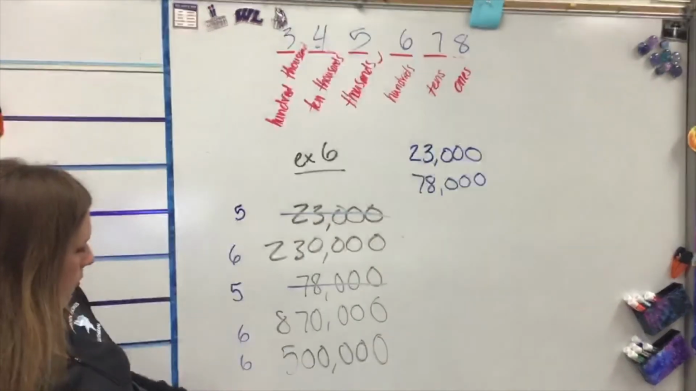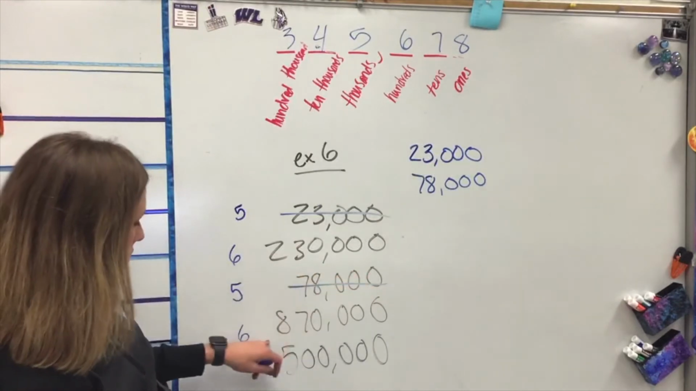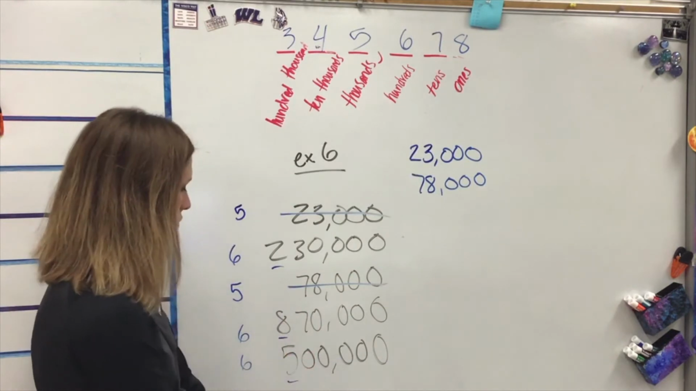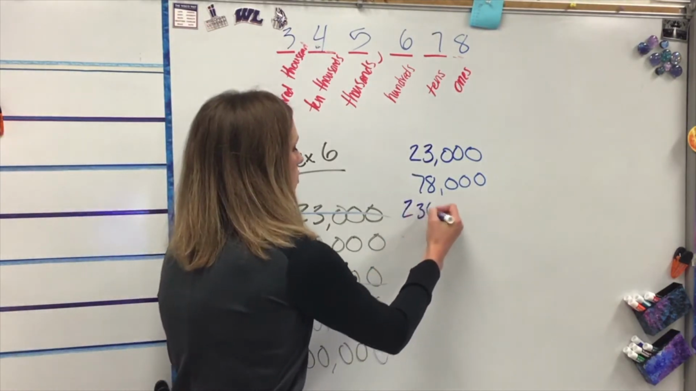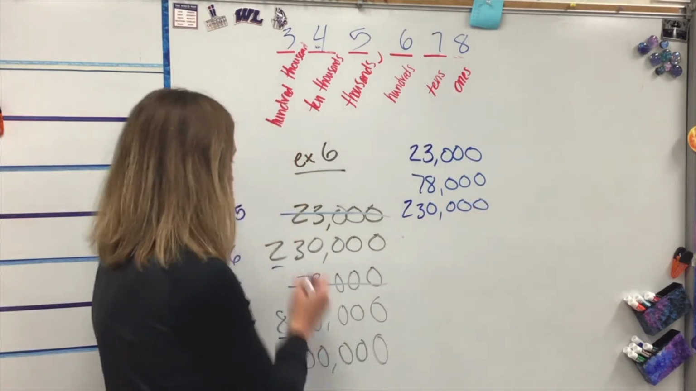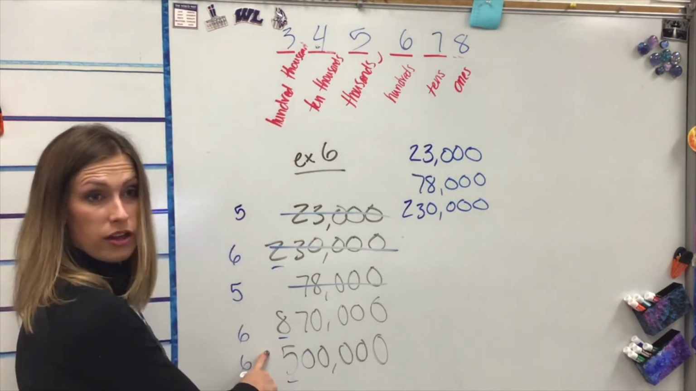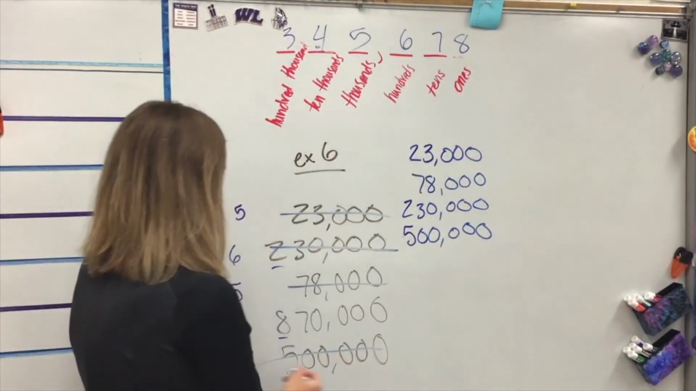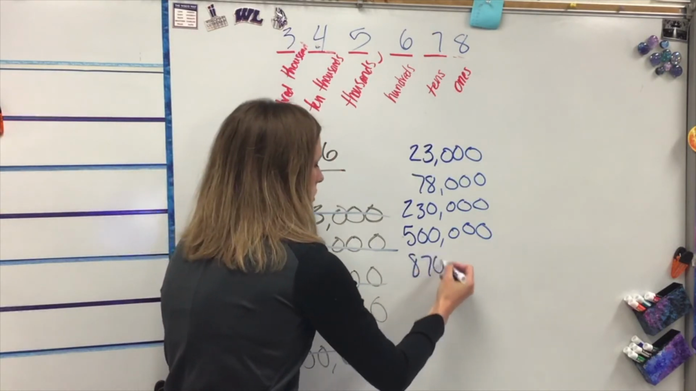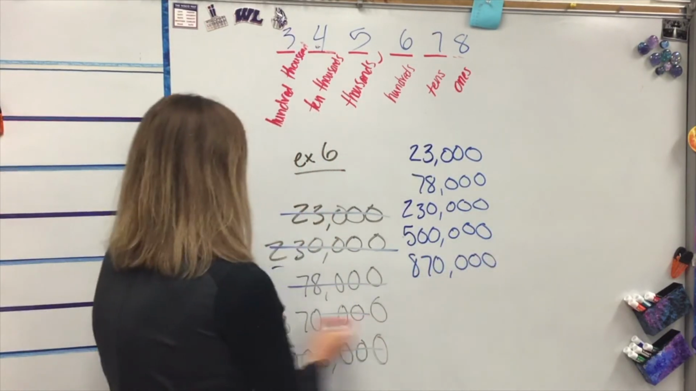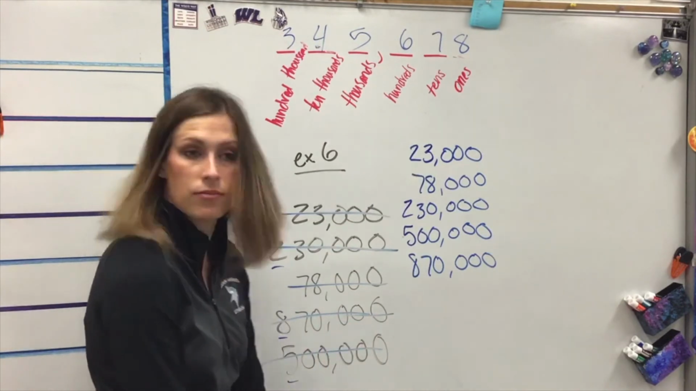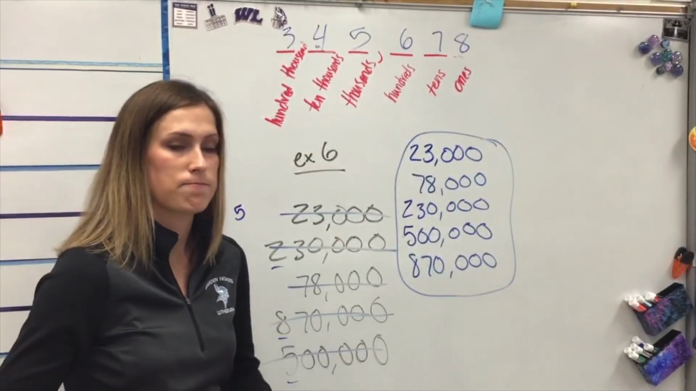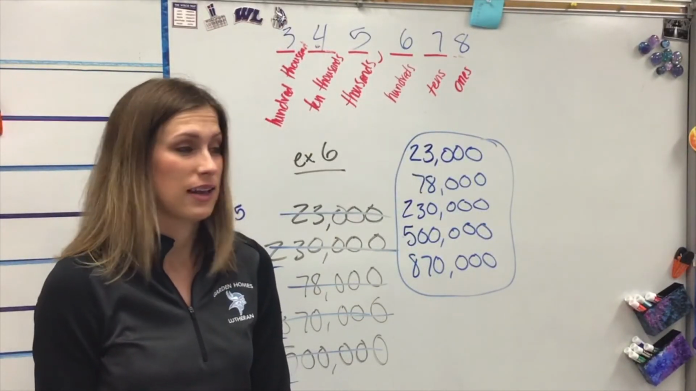Okay, now we got 3 left. Which is smaller? 230,000, 870,000, or 500,000? Well, 2, 8, and 5, which is the smallest? 2. You can put 230,000 next. 8 or 5, which one's smaller? 5. So you can put 500,000 next. And then last, we've got our 870,000. All right? Excellent. So that is our answer for example 6. All right? Let's go on to some of those problems and get rocking on some of those problems together.